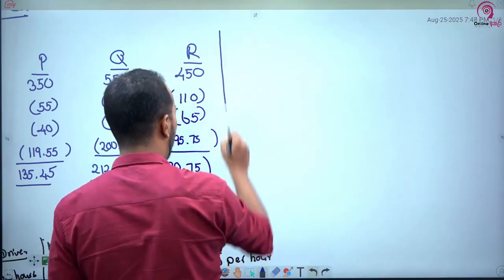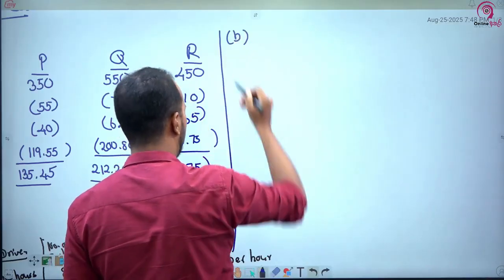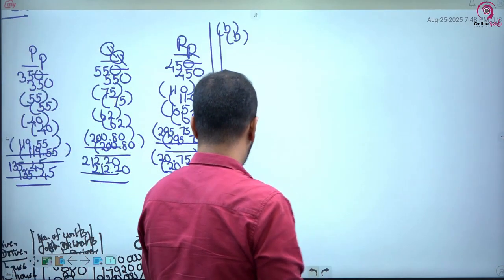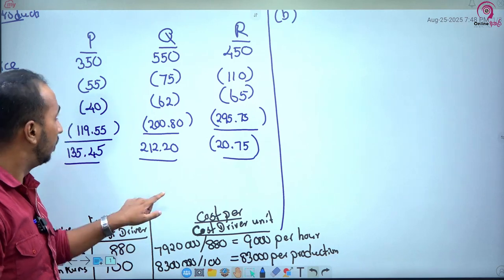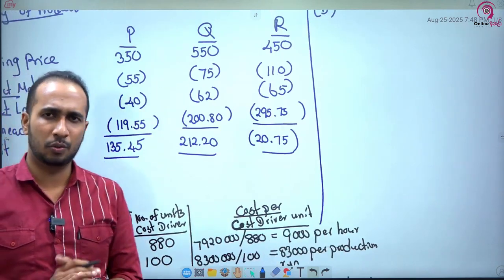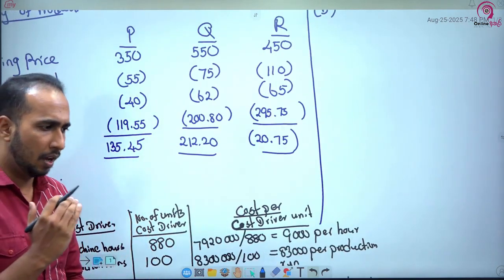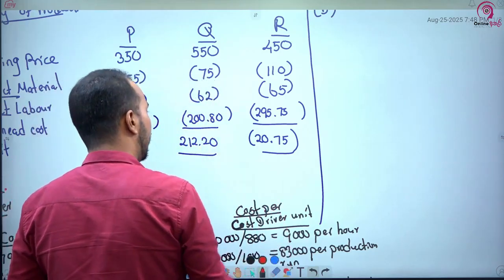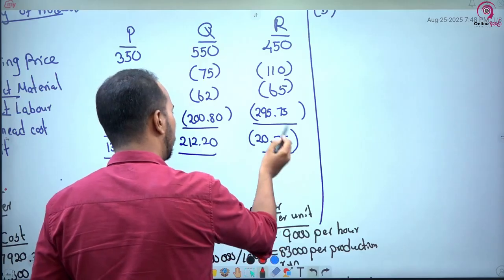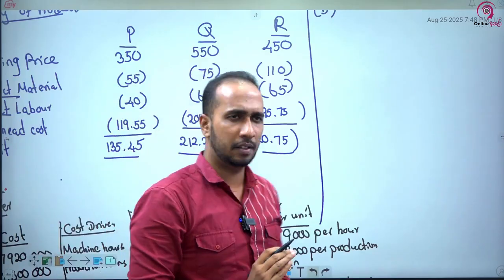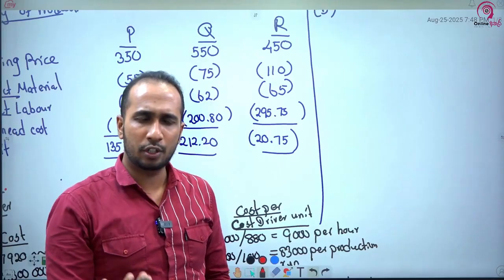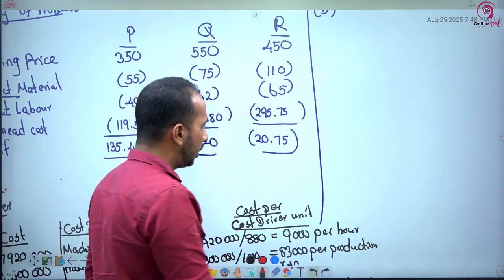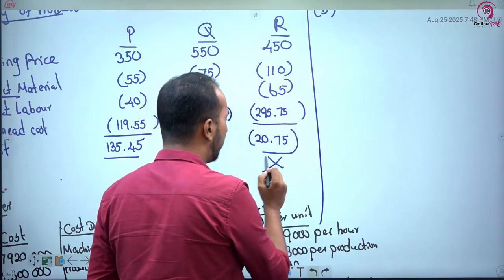I will take part B here. Now, when you are going to answer this part B, you are going to suggest to the management your optimal product mix. You can clearly see one thing. If you go ahead with product R, it is going to make a loss. So are you going to continue with product R when it is making a loss? No. You can suggest to the management that we should drop this product R.